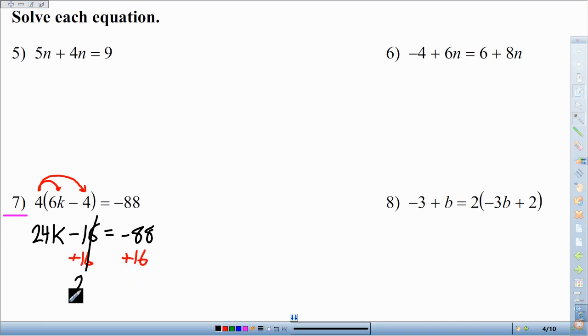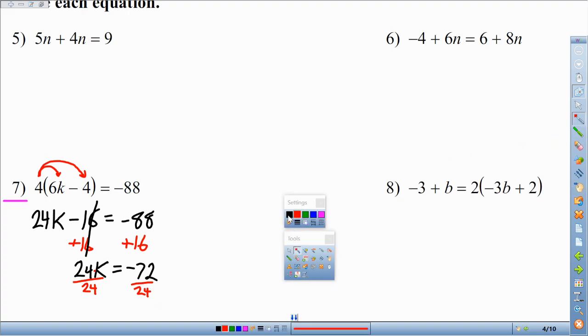Okay, so those are gone. I have a 24k on the left. On the right, this is a good example of using your calculator. Negative 88 plus 16. Hold up. Okay, I'm getting a negative 72. I wouldn't even trust myself to do that if I was taking a test. And then last thing, I can get rid of this 24. It's technically being multiplied, so we undo it with division. And we have to do it to both sides.